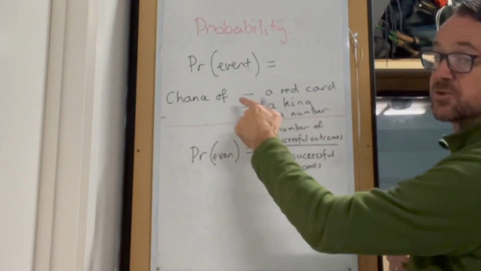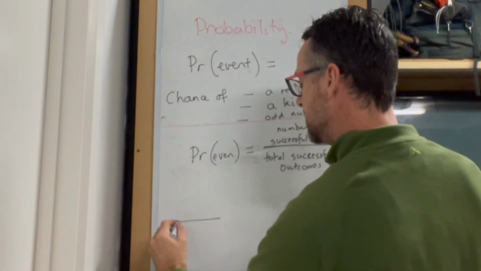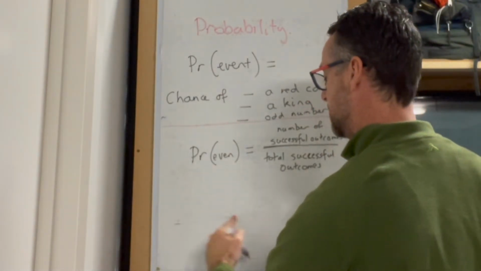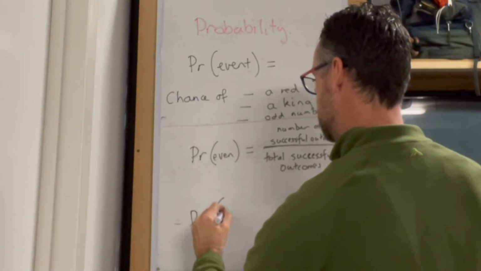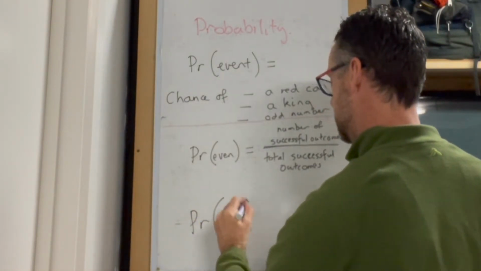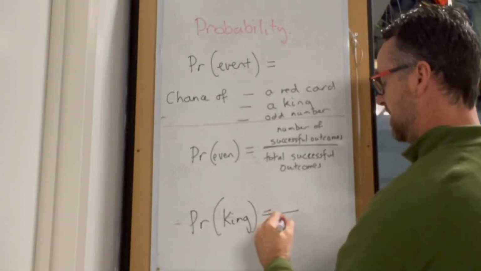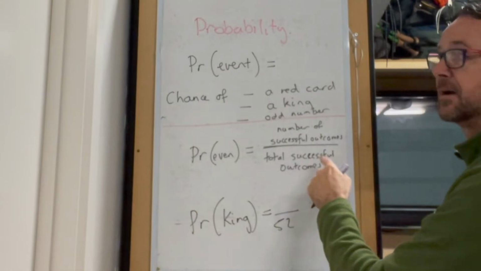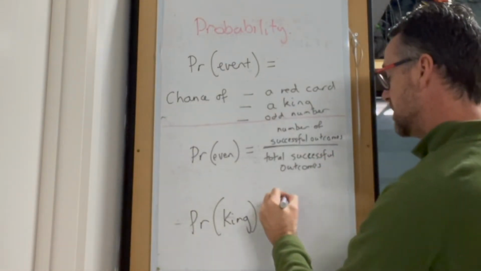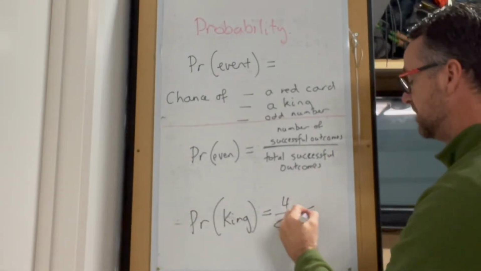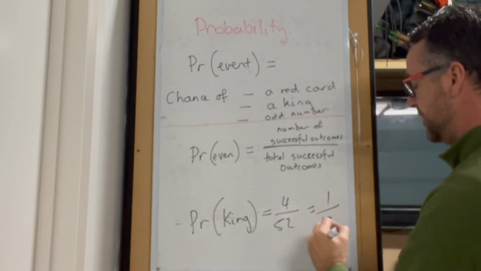Okay, chance of us drawing a king. Again, let's start with PR king. We start with our 52 cards in the deck. How many kings are in a deck of cards? Well, there's 4, and then we can simplify that to be 1 over 13.